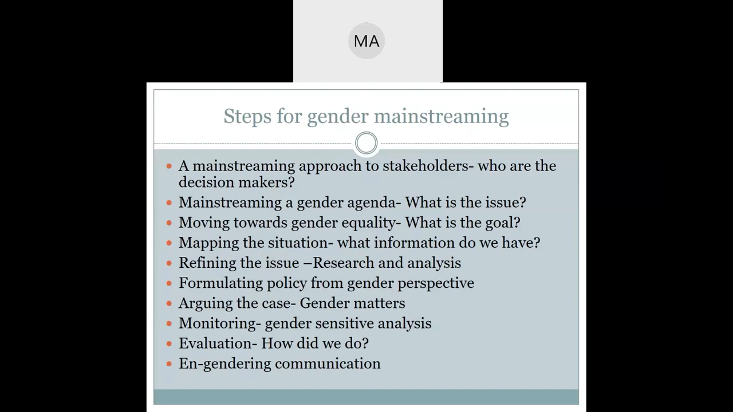Then we can formulate policy starting from the evidence we are generating from the research and the findings from our analysis. And always we need to think about gender matters. We are not expected to be submissive, and we are not expected to accept everything given related to gender, but in a reality and evidence-based way, we need to argue that gender matters. And gender sensitivity analysis is also important. We need to monitor all the time.